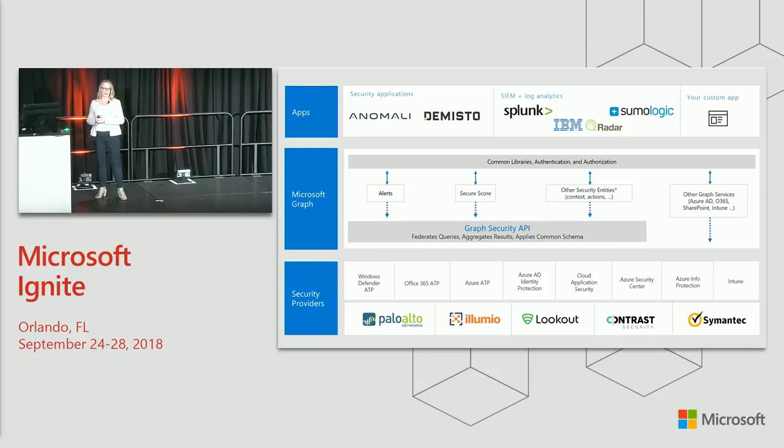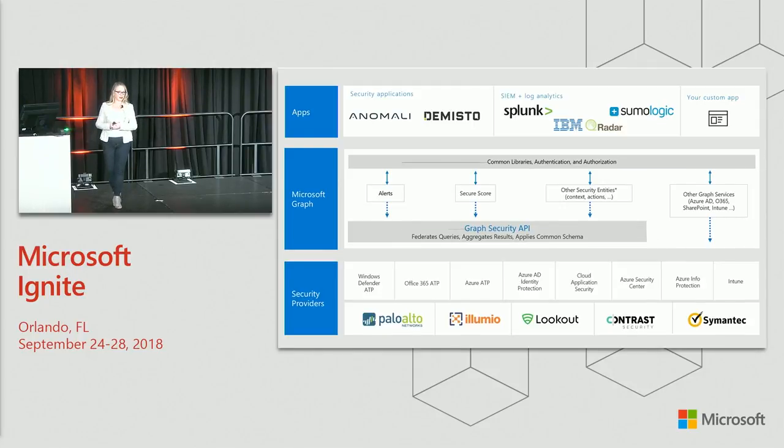So integrated applications call into the Graph API via that common authentication and authorization layer. And this could include a variety of different kinds of applications. Some examples I've included here are security applications like Anomaly and Demisto. Anomaly, for example, is a threat intelligence platform. They consume alerts from the graph and correlate them with their own threat intelligence, and then build out some experiences on top of that that enable users to explore those threats based on their threat intelligence information.